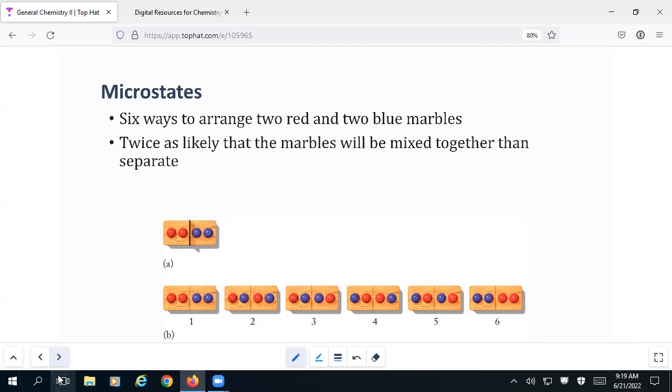And we can see that they can form various mixtures. And here we're talking about permutations where the order does matter. So red, blue is different from blue, red. But what we should notice is that on the extremes, those two configurations where they were completely separate from each other are half as likely as some form of mixing.